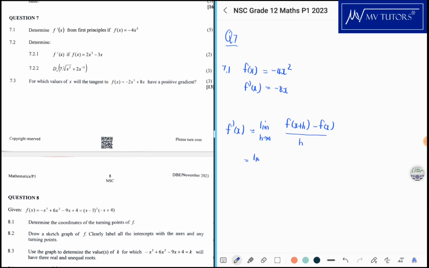All right, always include the limit or else your answer will be wrong. So what is f of x? It is negative 4x squared. So now when we say x plus h, wherever you see x, just replace it with x plus h. Okay, so for example, we have negative 4(x plus h) squared, and it will be minus negative 4x squared, divided by h.